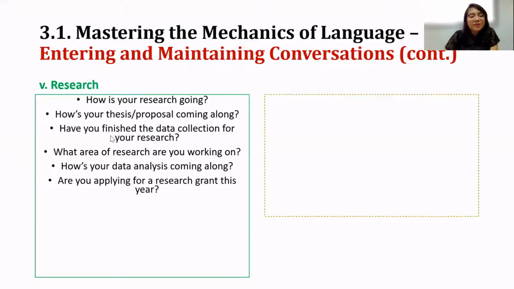And then, are you applying for a research grant this year? So having a conversation about research is not only about the topic or the procedure or how's the progress. It can also be about the research grant, especially if you're a very competitive person, always looking forward to receiving a research grant, then you know that the person is too, then you can use that for the conversation topic.